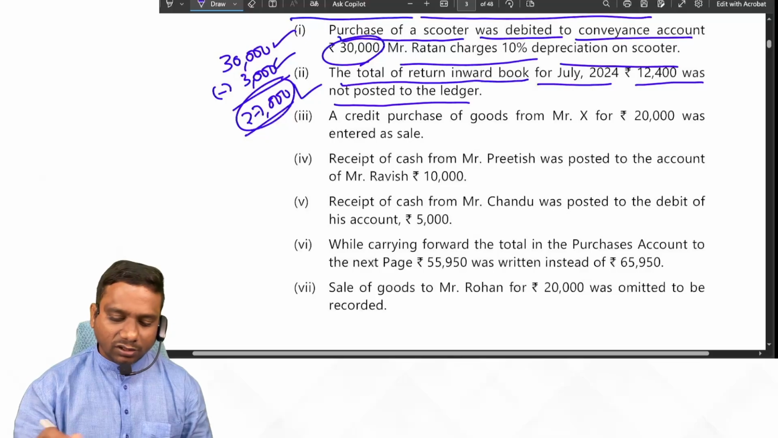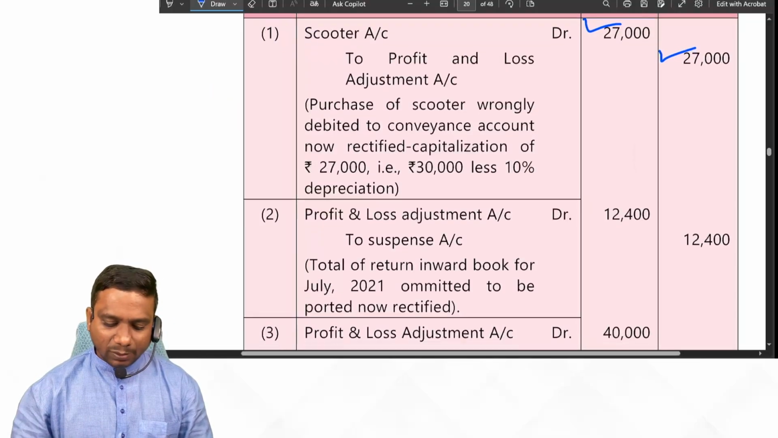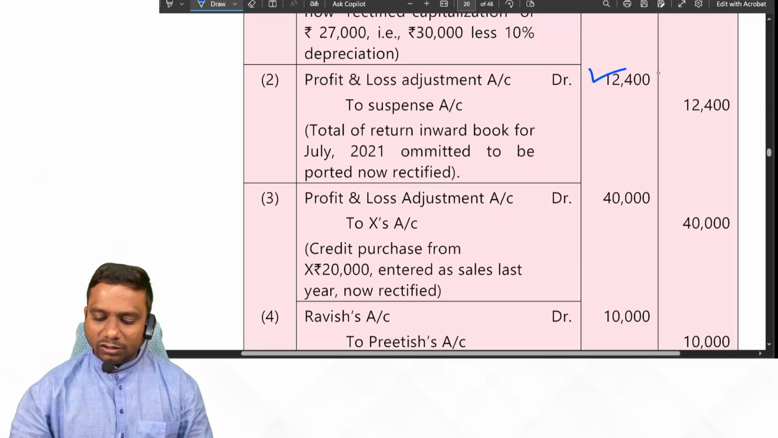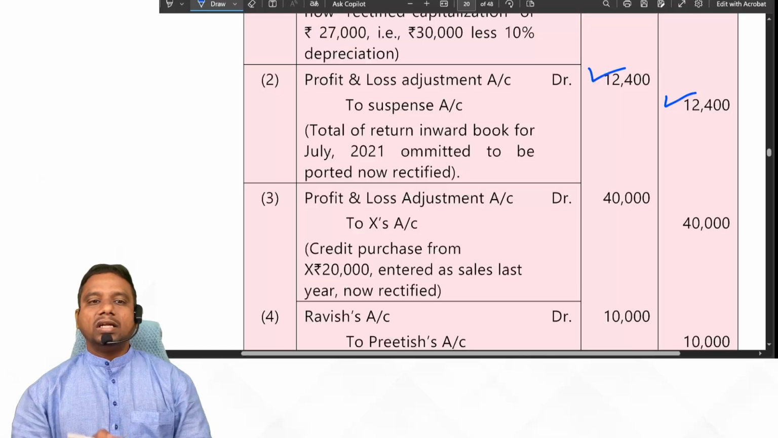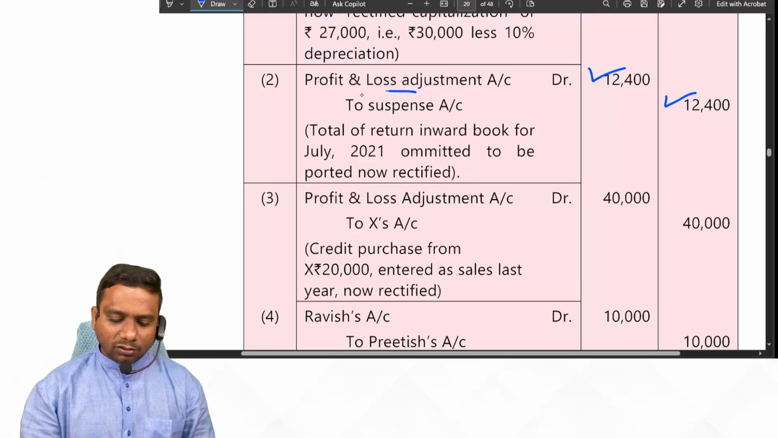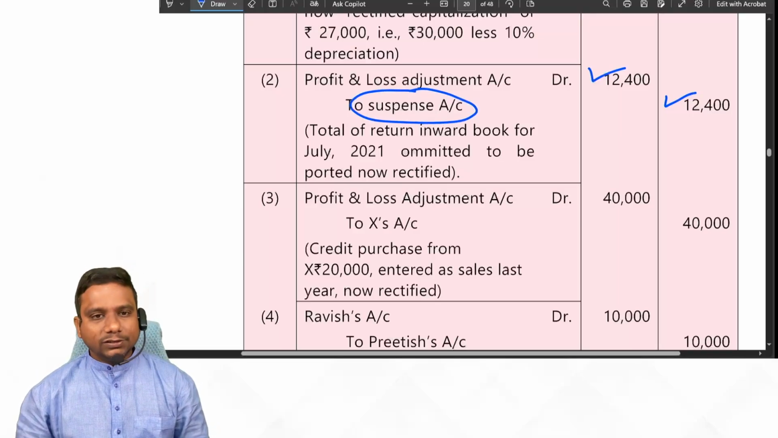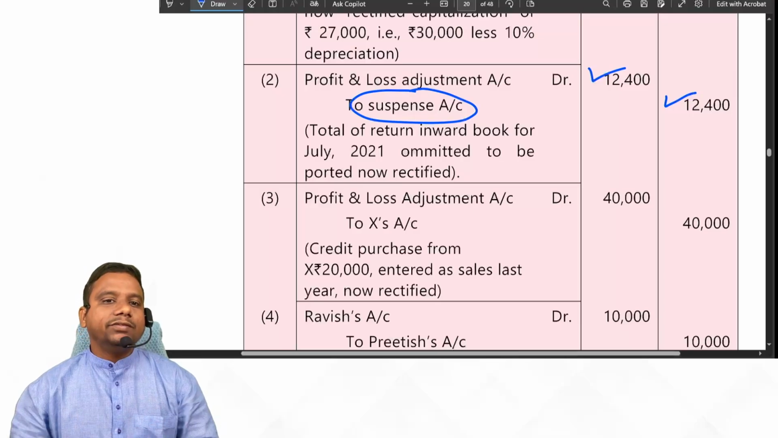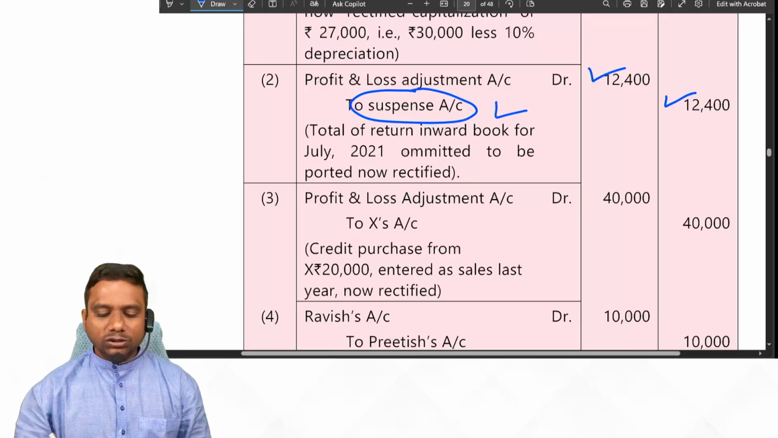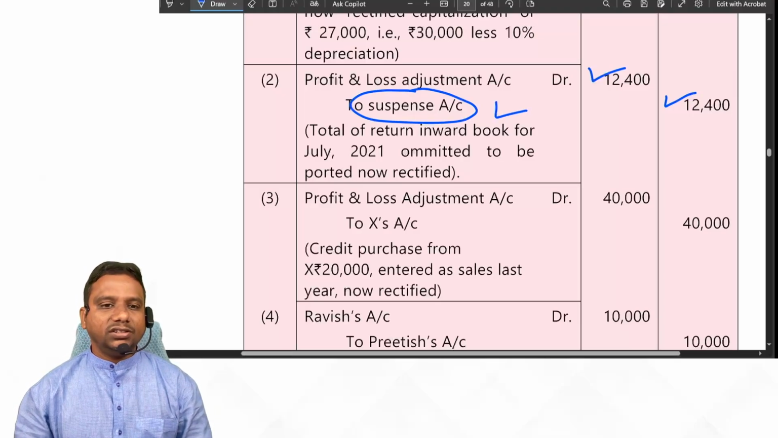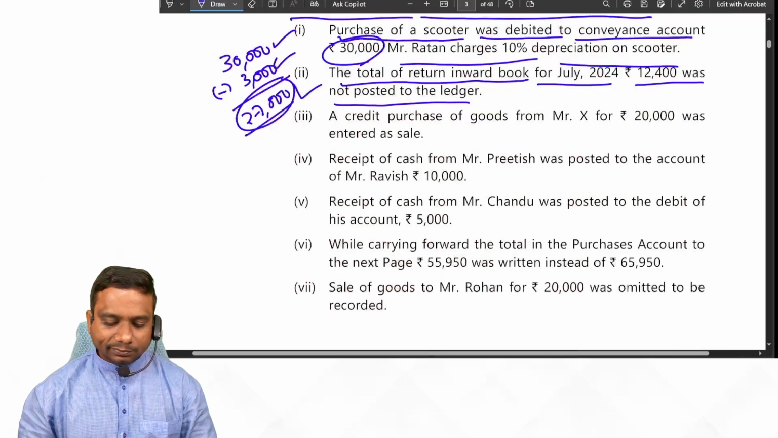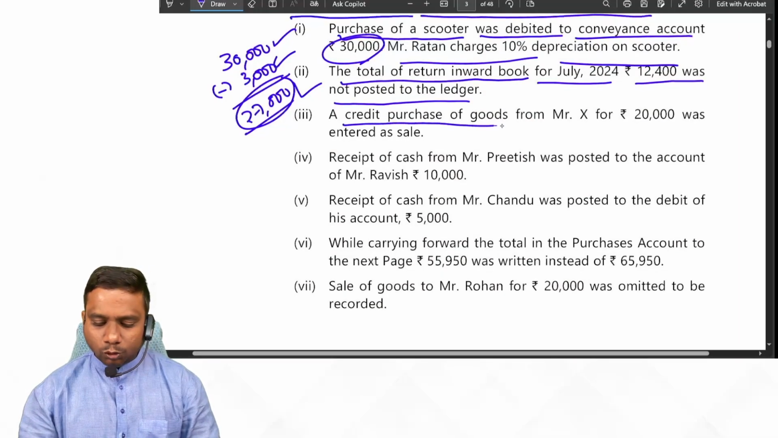Finally, what is the entry we record? P&L adjustment account debit to suspense account 12,400. Is it clear? You may ask, the suspense account is not created earlier, na? Yes. But to complete the rectification entry, we are using suspense account here. That's it.